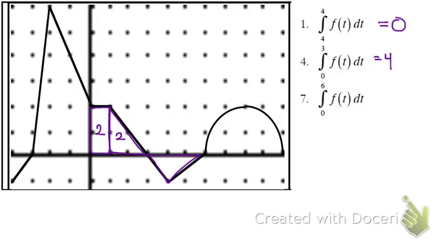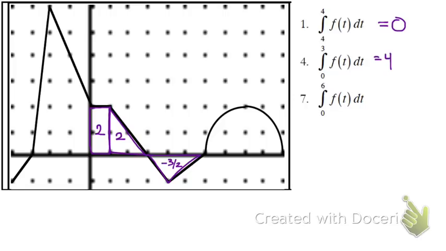My base is 3. If you count these, it's 1, 2, 3. My height is -1. So the area of this triangle is a base of 3, a height of -1. So that's 3 times -1 is -3. And then it's a triangle, so divided by 2. So -3/2. Again, because it's below the x-axis.